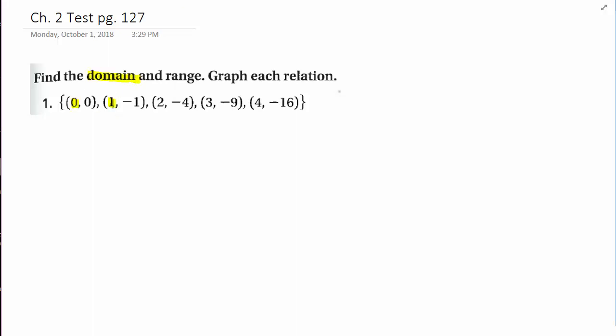Okay, these are solutions for the chapter 2 study guide. So the domain is just your x values. Notice how I'm highlighting the x values. I put them in order. They happen to be in order, but that's not really anything to worry about.